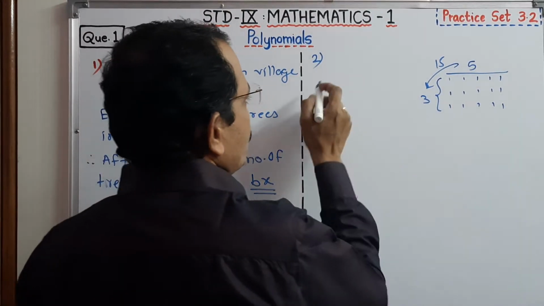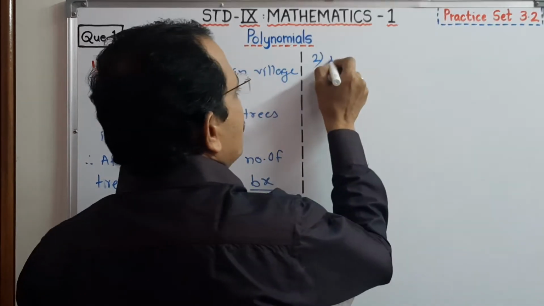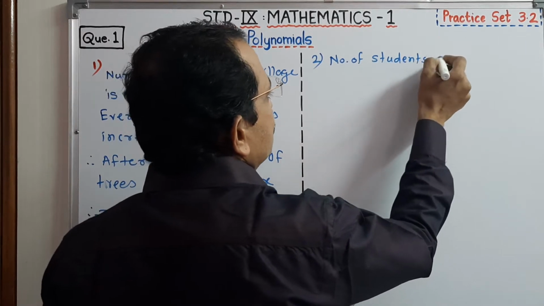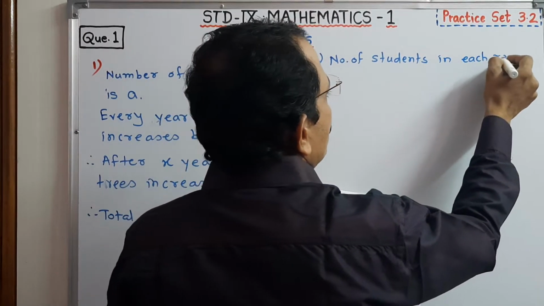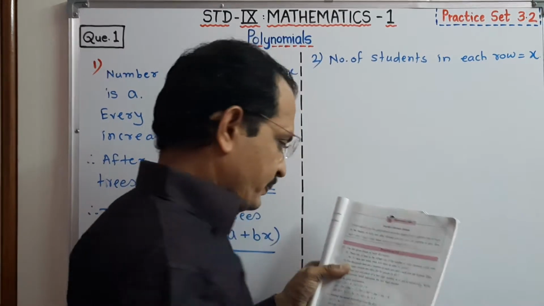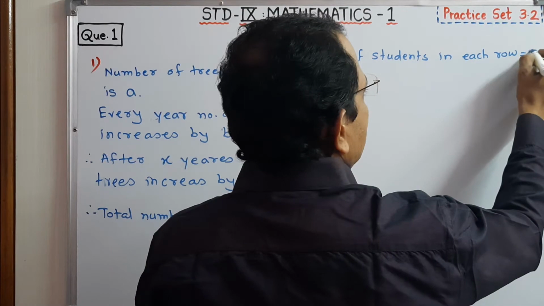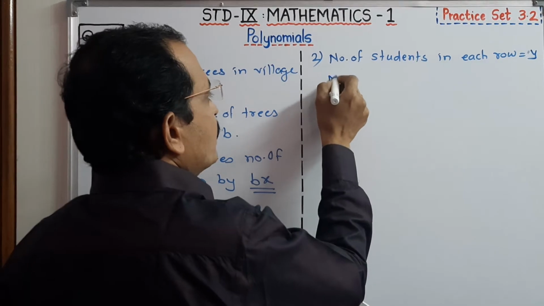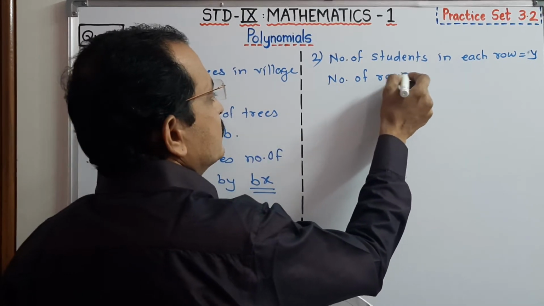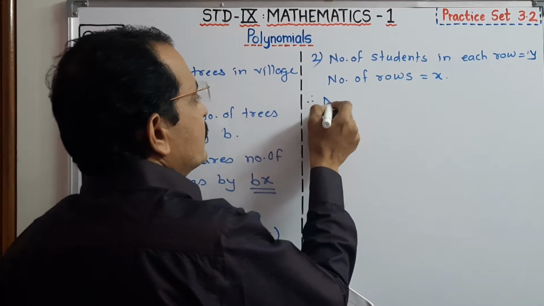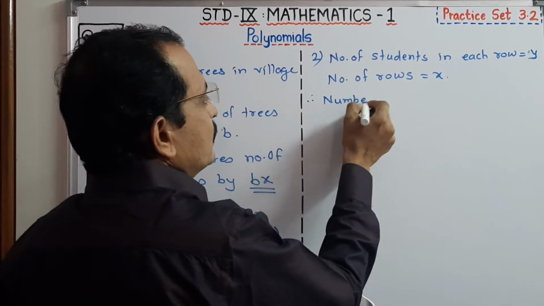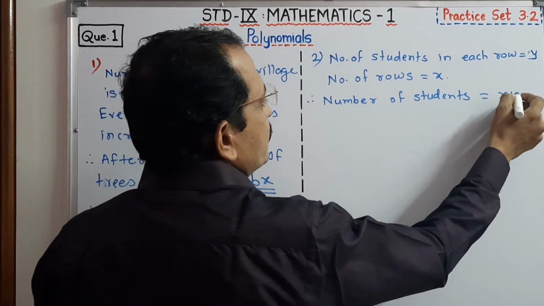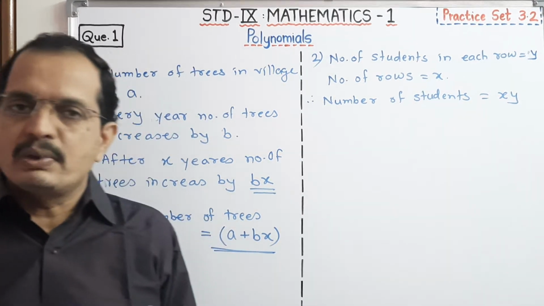Y students in each row. The number of students in each row is y, and x such rows are formed. The number of rows is equal to x. Therefore the number of students is equal to xy. We just have to do the multiplication.